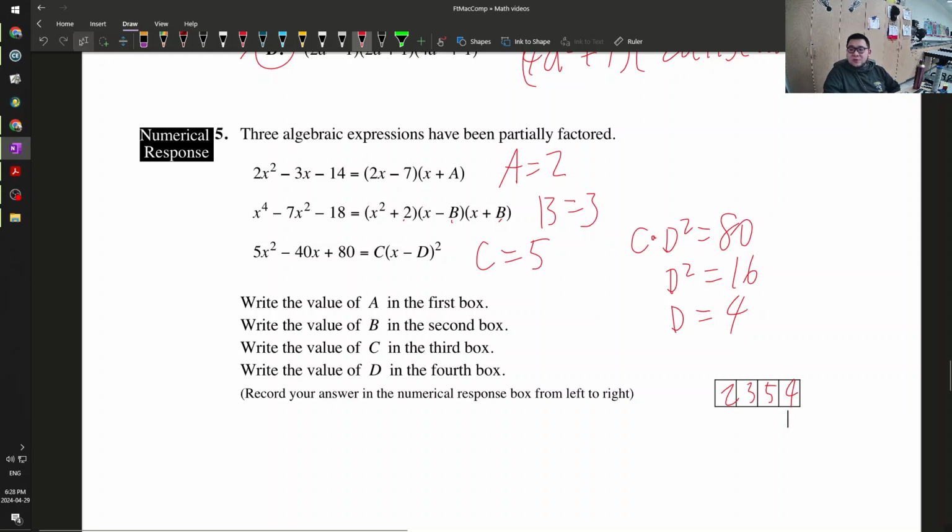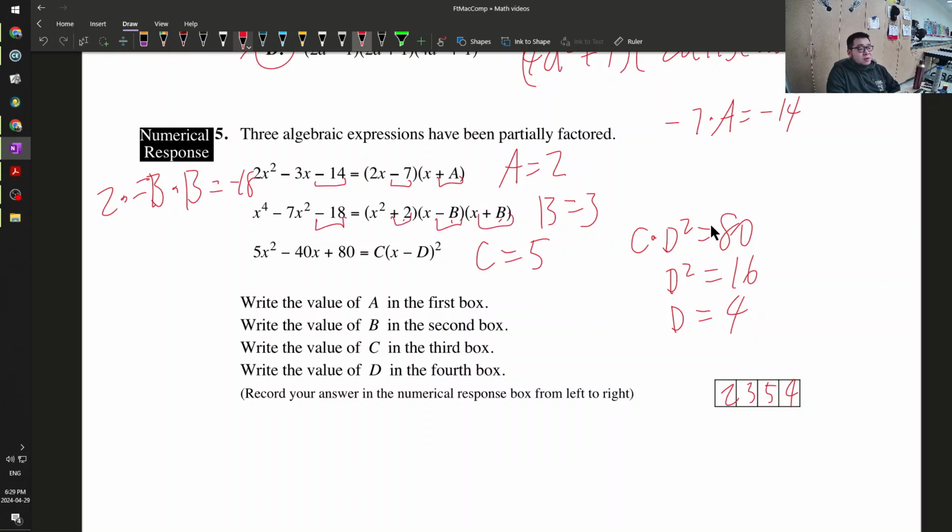I probably went over that one a bit too quick, but I'm getting tired and I want lots of stuff done. So why do I know this? Because terms without the power of x must multiply to form terms without the power of x. So I know negative 7 times a is equal to negative 14. So therefore, a is equal to 2. Same thing here. I know 2 times negative b times b is equal to negative 18.